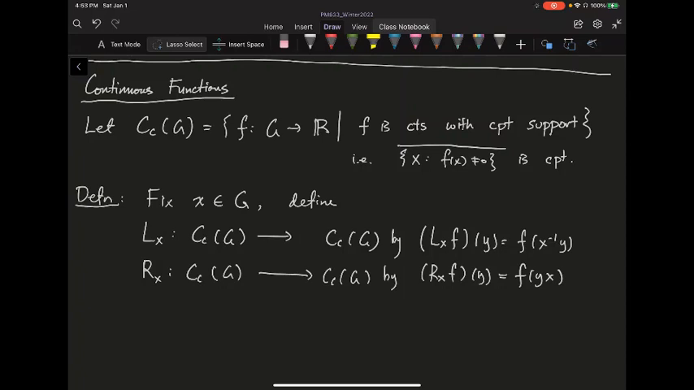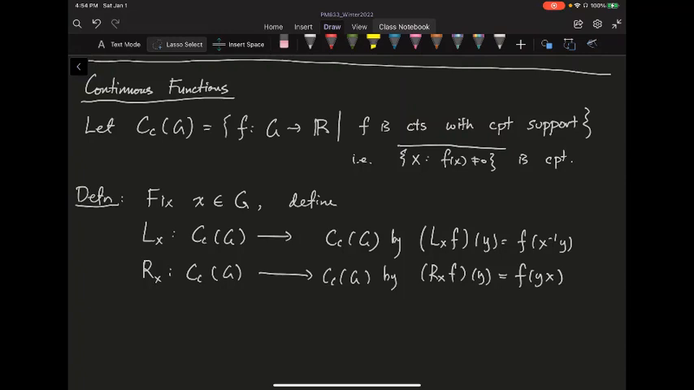the reals. Then the compactly supported functions, C_c(G), are all those functions where f is continuous and the support is compact. By support, I mean you take all the x where f(x) is non-zero and you take its closure. That set is going to be compact. We're going to deal with these functions a lot in this course.